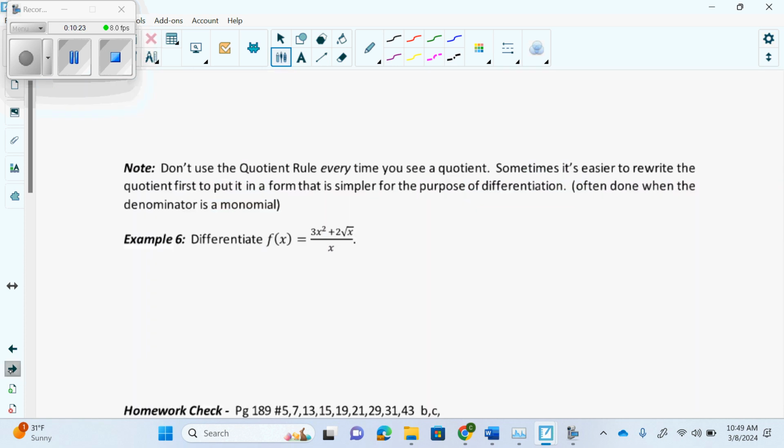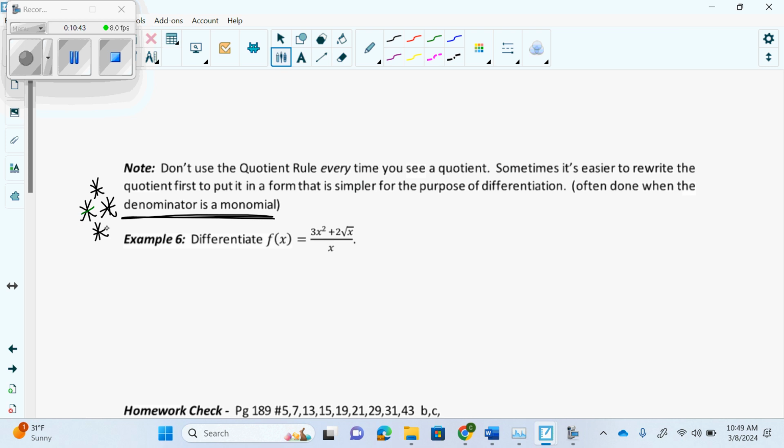So it's at the bottom of your page. It says, don't use the quotient rule every time you see a quotient. Sometimes it's easier to rewrite the quotient first, put it in a form that's simpler for the purpose of differentiation. Often done when the denominator is a monomial. We've already talked about this.